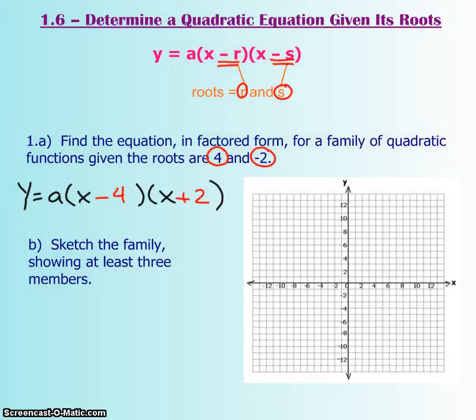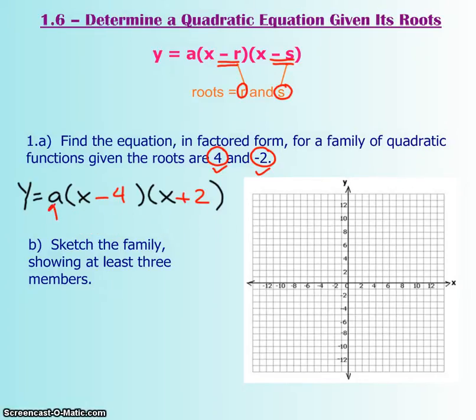Now the thinking behind that is, if we went further with the equation to find the x-intercepts, we would get from this bracket x equals positive 4, which was the first one. And then from this bracket we would get x equals negative 2, which is our second root. Okay, so that's just a little bit of a check.